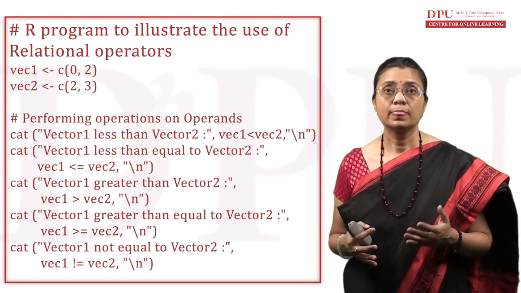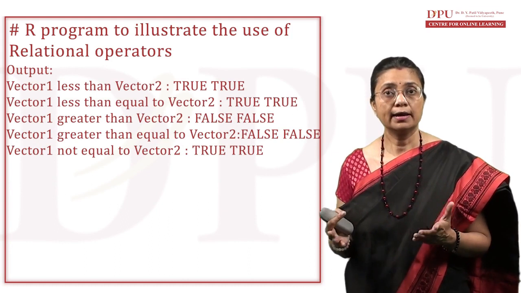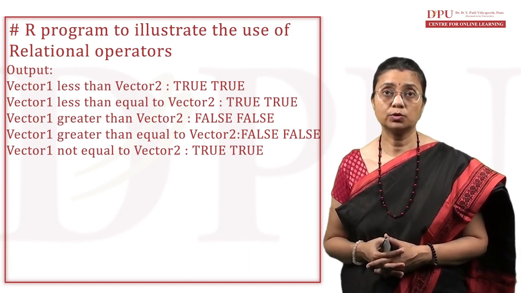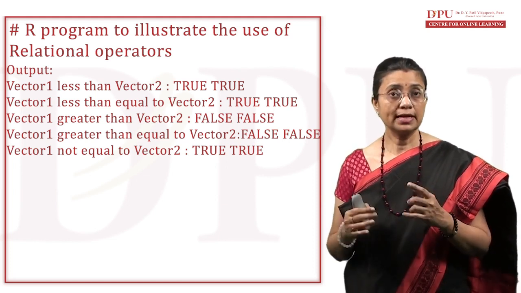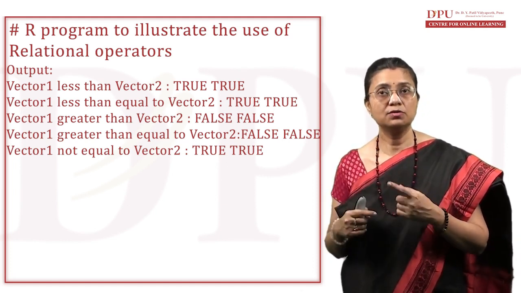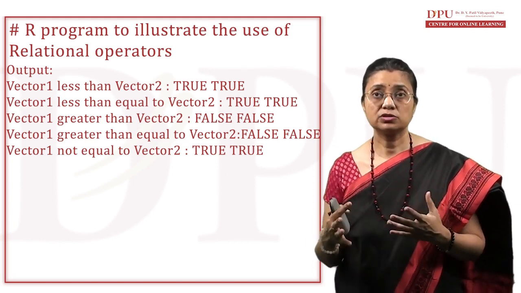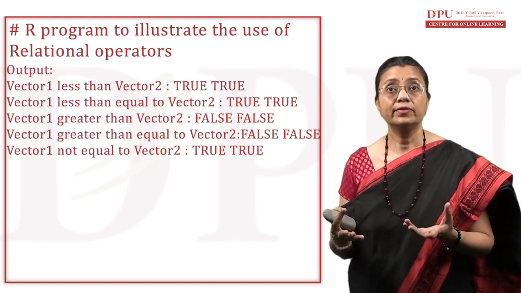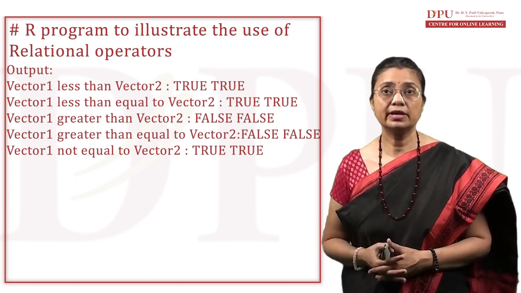So you can see that 0 is less than 2. So vector 1 is less than vector 2 and I'm getting a true in the first line of output. Likewise, 2 is less than 3. Again, I'm getting a true. So likewise, element by element, the values are compared for all the relational operations, and then we are getting the result on the screen. So that is how we write the command.